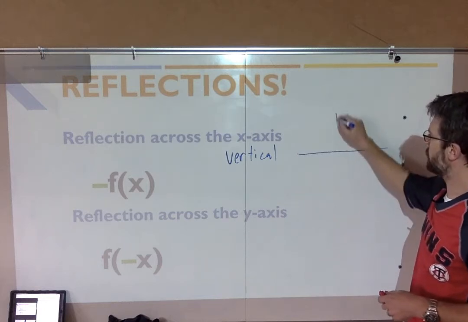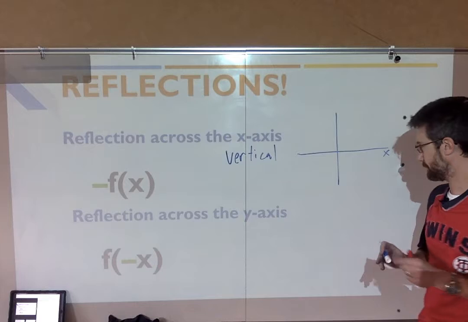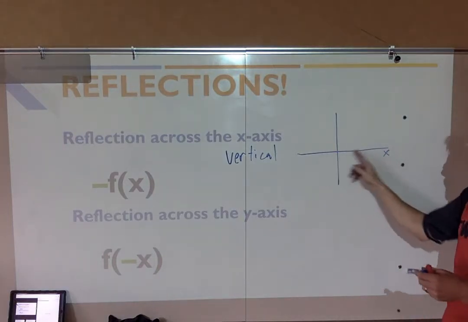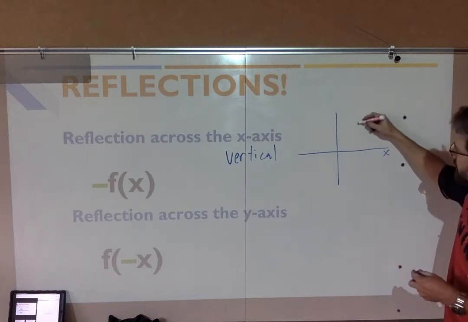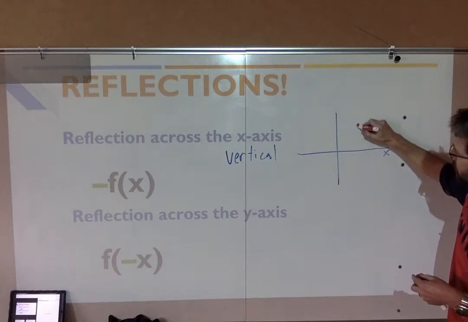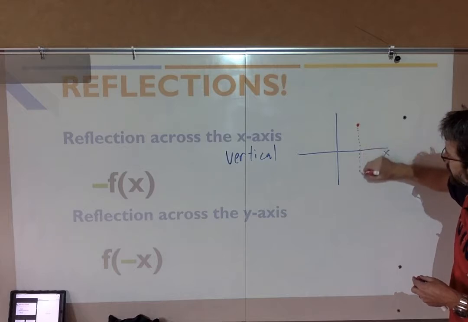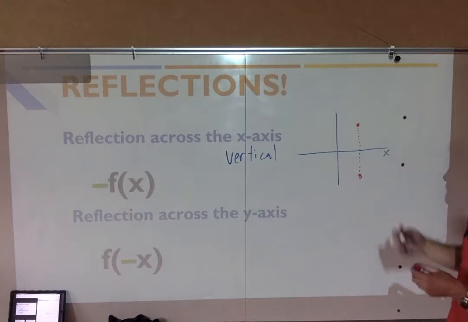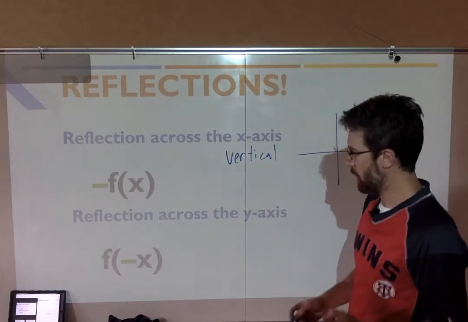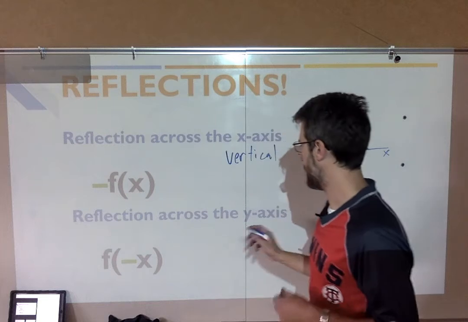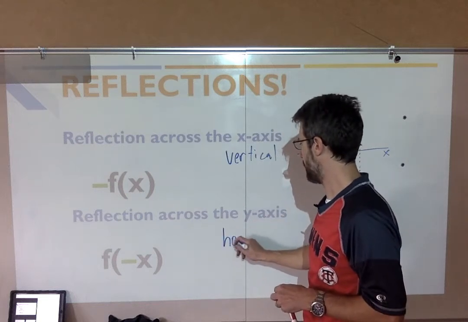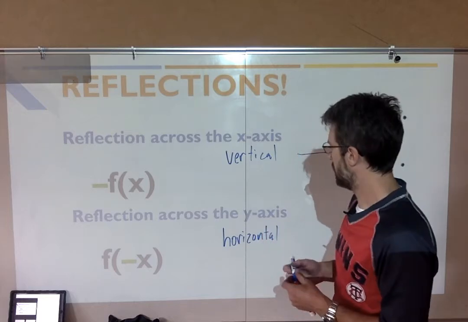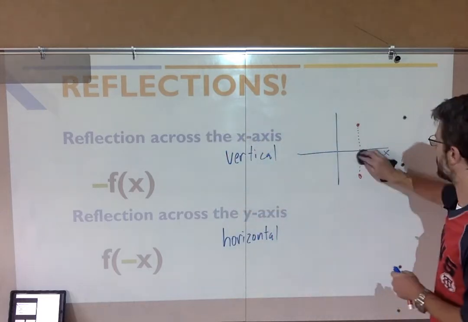Now, a lot of students get confused by that, and here is how I show it. If we have an xy axis, right, x is the horizontal one. If I have a point up here and I reflect it across the x-axis, it's now going across the x-axis to here. Well, that's a vertical movement, so that's a vertical reflection. Across the y-axis, if it's a negative on the inside of the parentheses, that is now in the home, so it's a horizontal, homie. So that is a horizontal reflection.